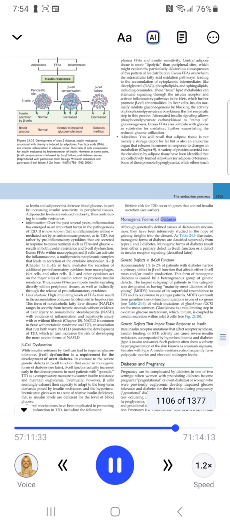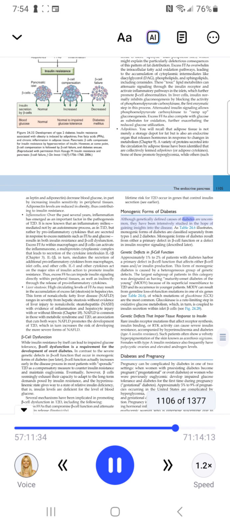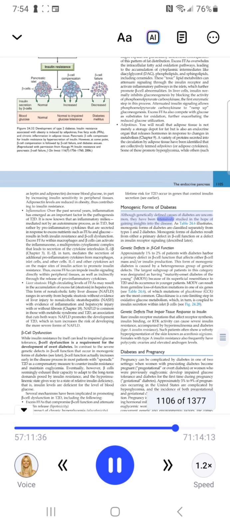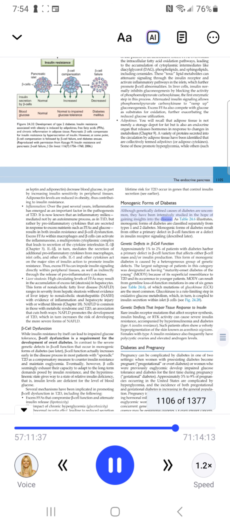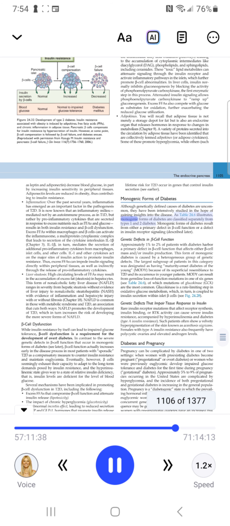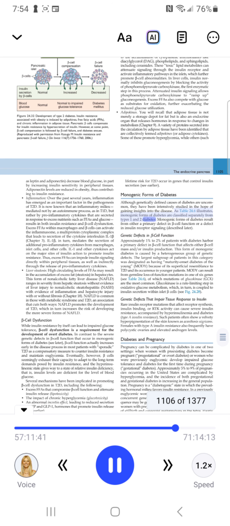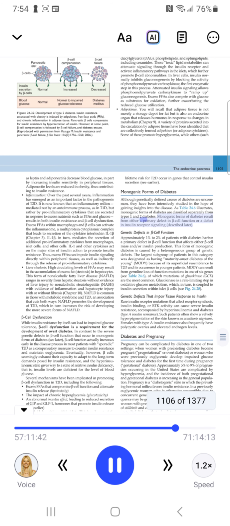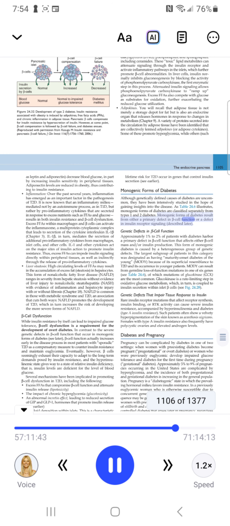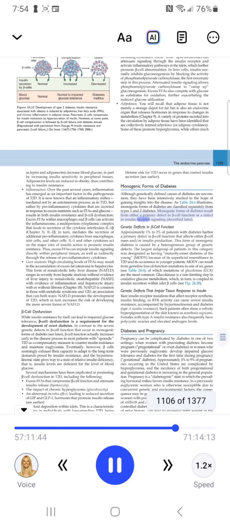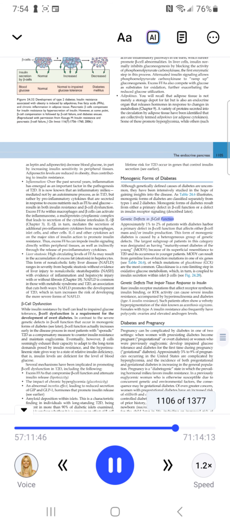Monogenic forms of diabetes. Although genetically defined causes of diabetes are uncommon, they have been intensively studied in the hope of gaining insights into the disease. As Table 24.6 illustrates, monogenic forms of diabetes are classified separately from types 1 and 2 diabetes. Monogenic forms of diabetes result from either a primary defect in beta cell function or a defect in insulin receptor signaling, described later. Genetic defects in beta cell function.